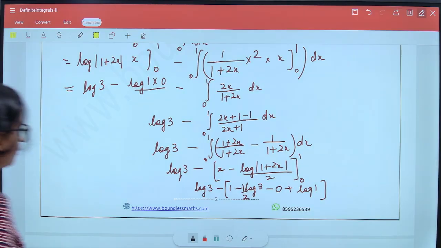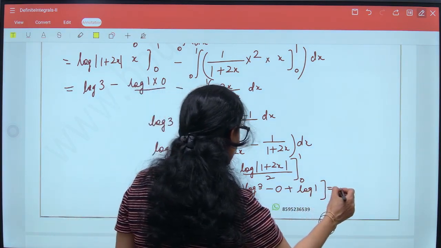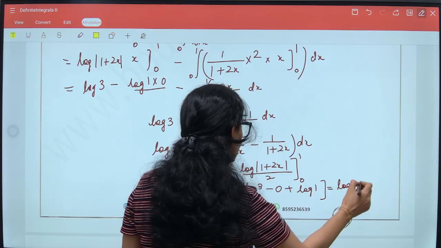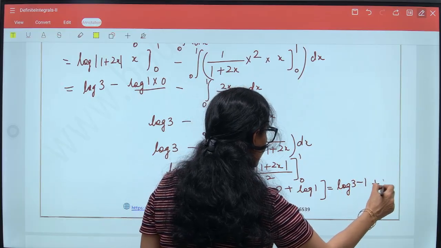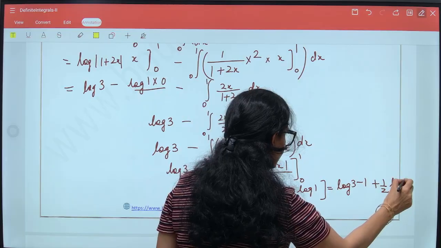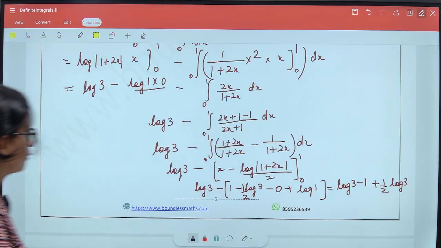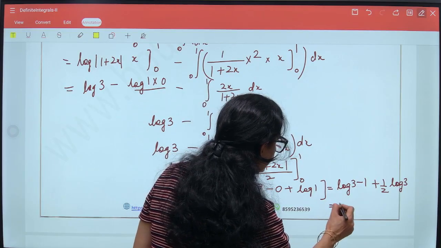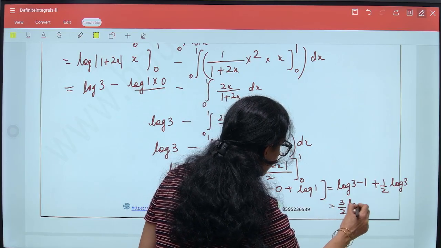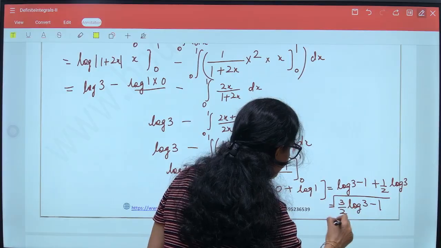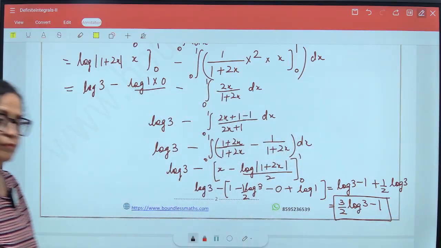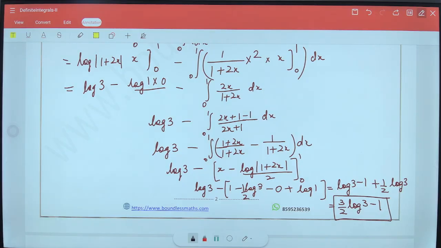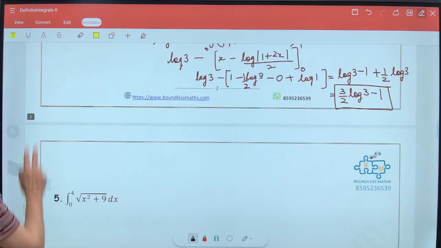So when I open the bracket, this becomes log 3 minus 1 plus half of log 3. And log 1 is 0, so it goes away. So if I take log 3 common, 1 plus half becomes 3 by 2 of log 3. So the final answer is 3 by 2 of log 3 minus 1. So this is the final answer. Clear? Wonderful. So let's move forward.